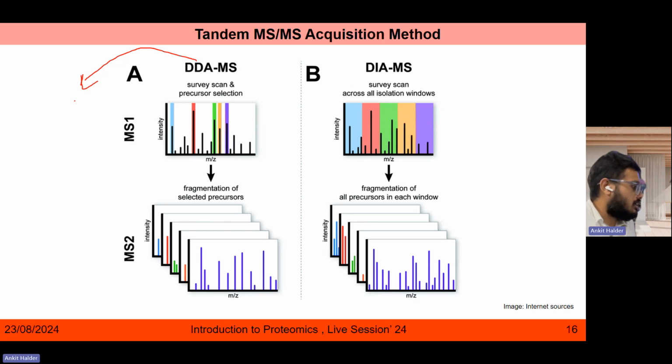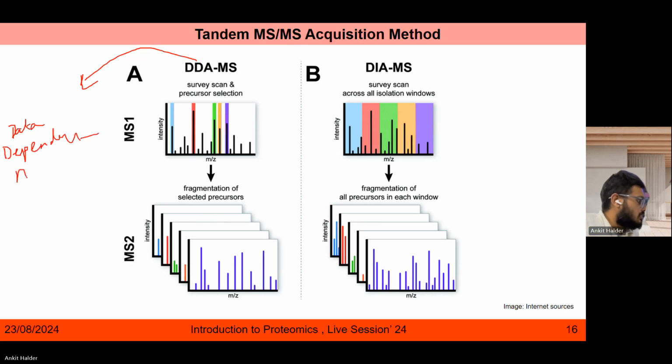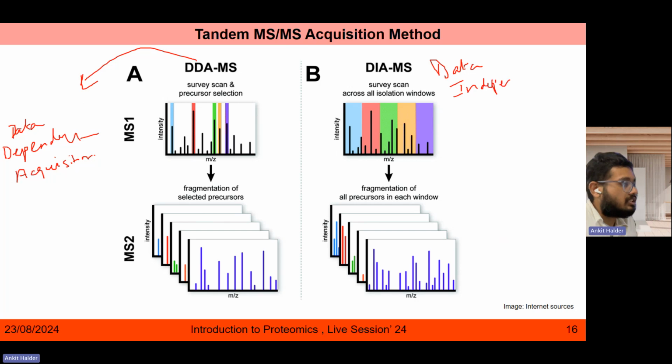So what we are talking about, just understand. Here the name comes from data dependent acquisition. And the other one we are talking about is data independent acquisition.